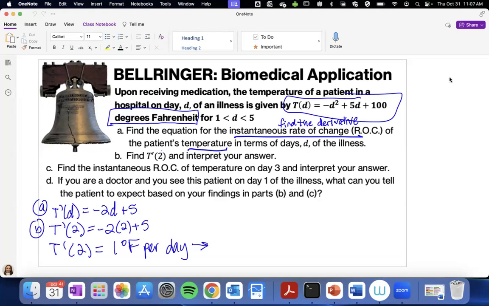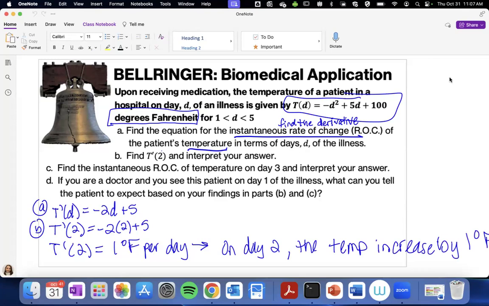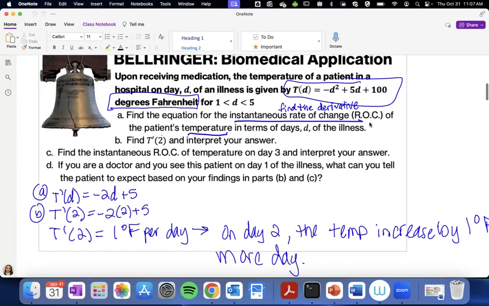So I would say on day 2, if they're sick for 1 more day, the temperature will increase by 1 degree Fahrenheit. Or you could say it will increase at a rate of 1 degree Fahrenheit per day. Okay, thank you very much.